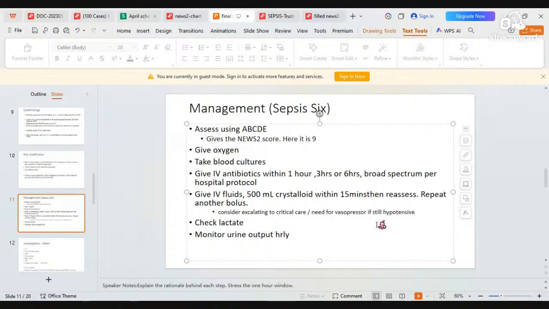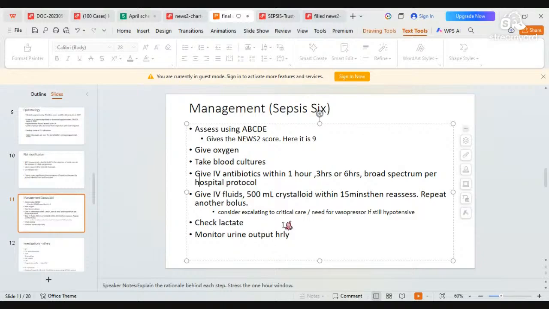It's advised that giving a bolus is usually better. So 500 mils over 15 minutes. Then you reassess the patient, and if the blood pressure is not optimal yet, you want to give another 500 mil. Now the guideline does advise that if after 2 boluses of 500 mils, that's after 1 liter, the blood pressure is not optimal, you want to consider escalating this case to critical care.